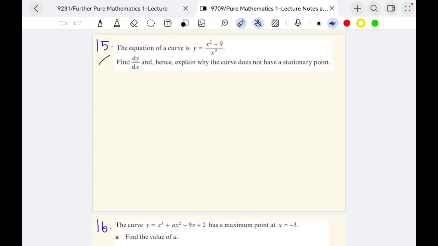So this is question 15 from the course book questions. The equation of a curve is y equals x squared minus 9 divided by x squared. Find dy/dx and hence explain why the curve does not have a stationary point.